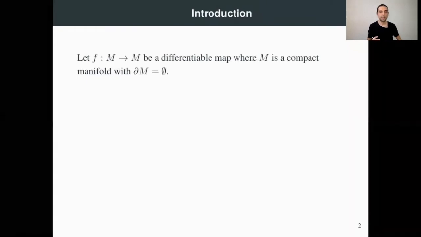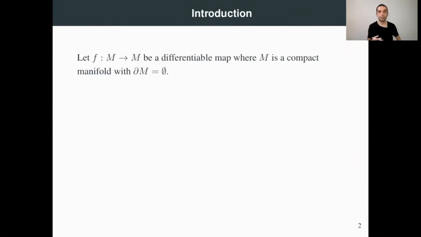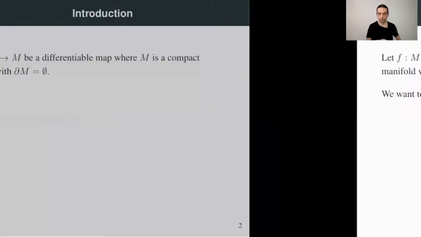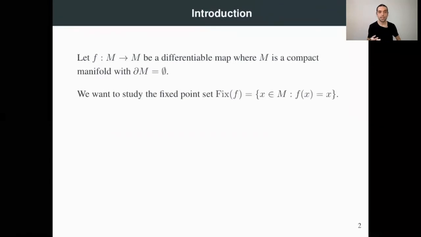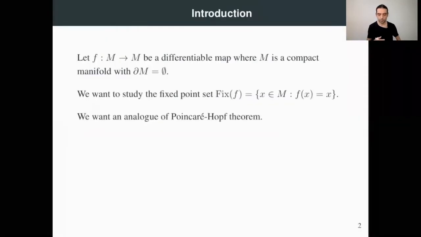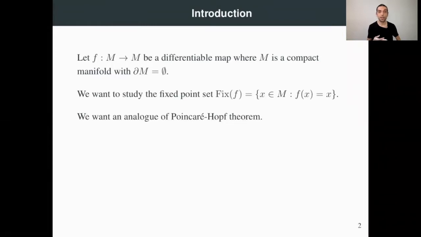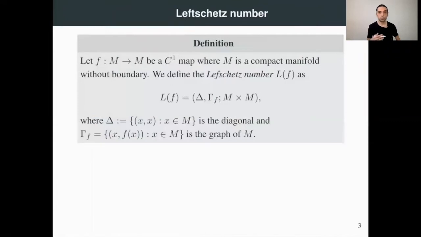So let F be a differentiable map from a compact manifold without boundary to itself. What we want is to study the fixed point set of F. More precisely, we want an analog of the Poincaré-Hopf theorem, a theorem that allows us to calculate somehow the number of fixed points of F. So we are going to give a definition, the definition of the Lefschetz number.